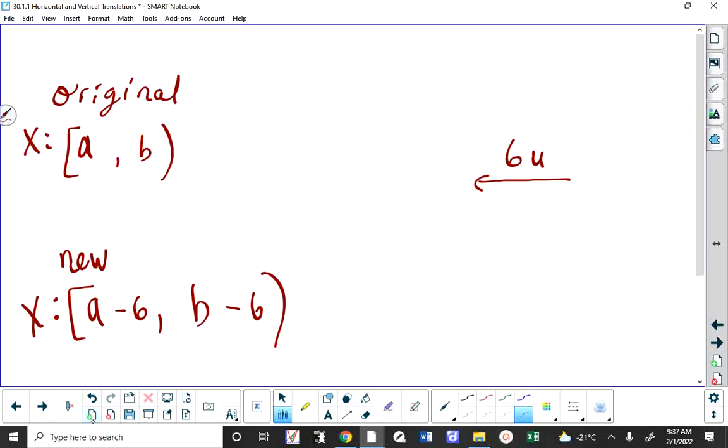So you don't even have a graph to look at. But what I'm telling you with this statement is that the smallest value of x was a, and we shift everything 6 to the right, or 6 to the left, rather. So if the smallest value was a, and I move everything 6 to the left, then the new smallest value would be a minus 6.